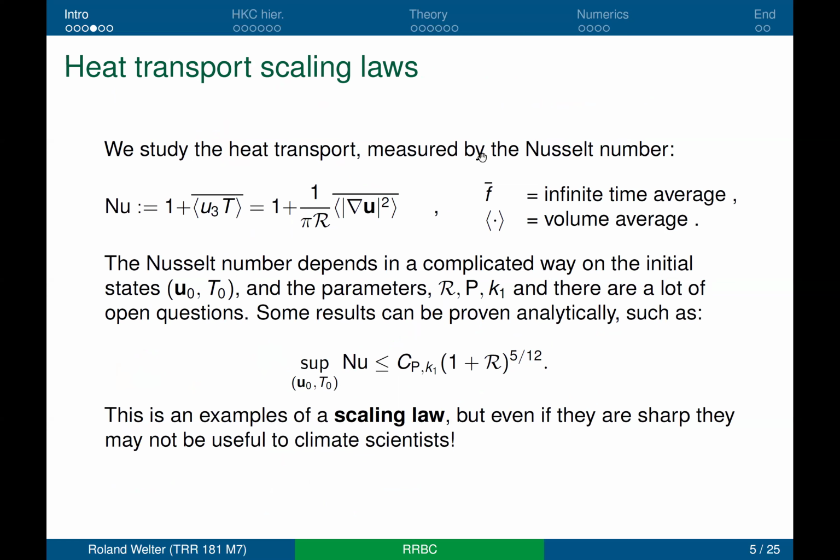The quantity that we're interested in is the vertical heat transport. The Nusselt number is defined to be the average vertical heat flux, averaged over the whole domain and averaged over infinite time.